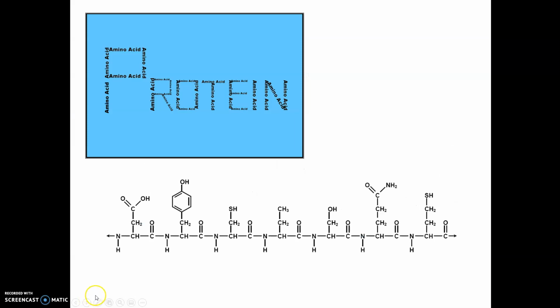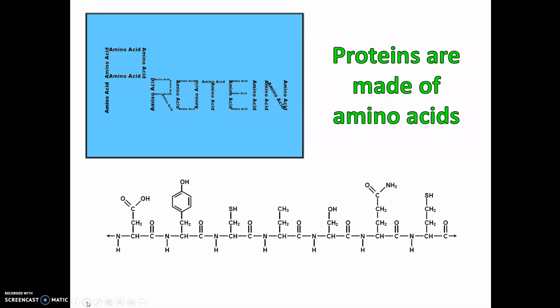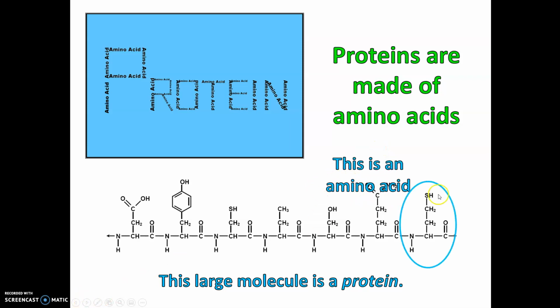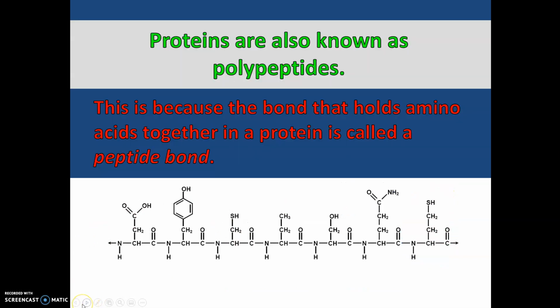So now we're going to talk about proteins. And proteins are a big part of your body. So they are made up of amino acids. And the larger molecule, or the polymer, is called a protein. So amino acids would be considered the monomer, and here we have one example of an amino acid, and you can see it's other amino acids repeated in the protein.